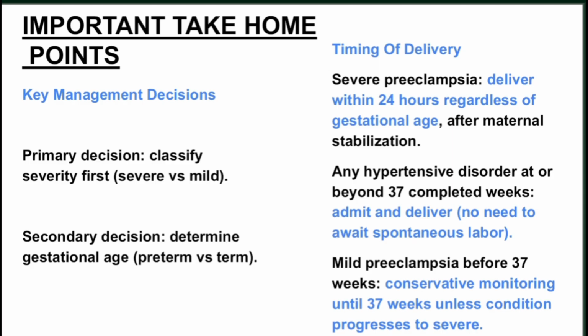If it's any hypertensive disorder beyond 37 weeks, we admit and deliver, no need to wait for spontaneous labor. If it's mild preeclampsia before 37 weeks, we just do conservative management until 37 completed weeks, unless it progresses to severe preeclampsia. So with that being said, this ends our session on preeclampsia, or hypertensive disorders in pregnancy.